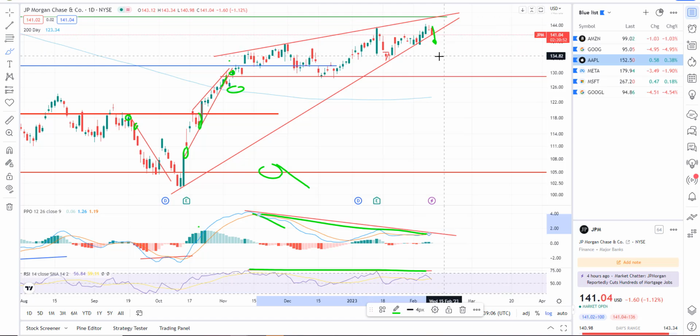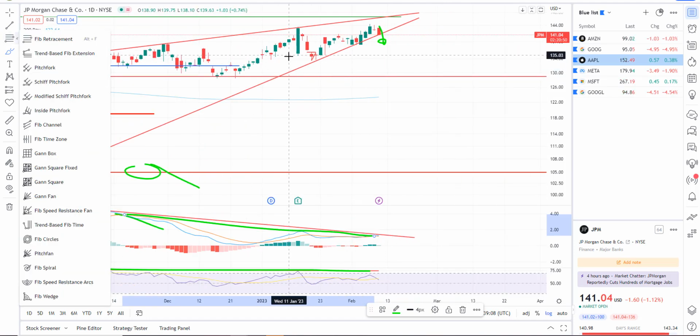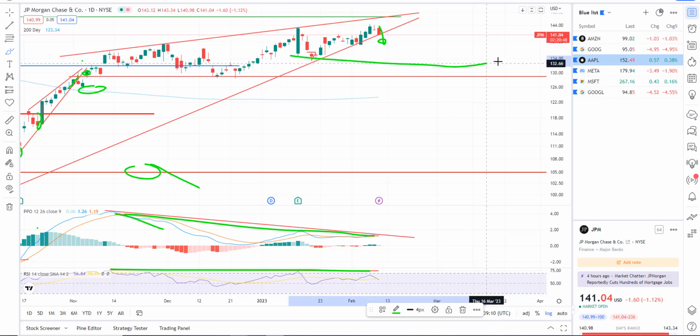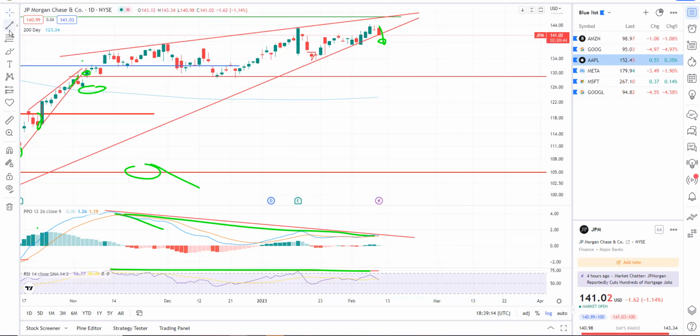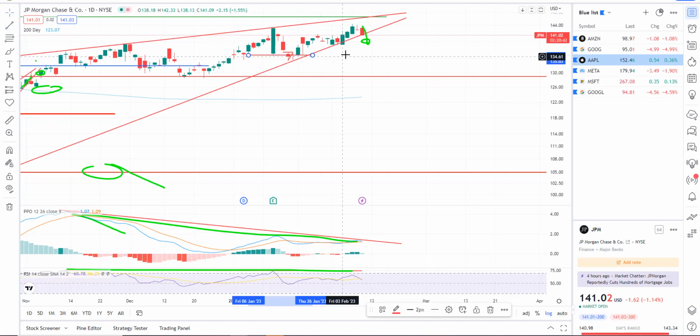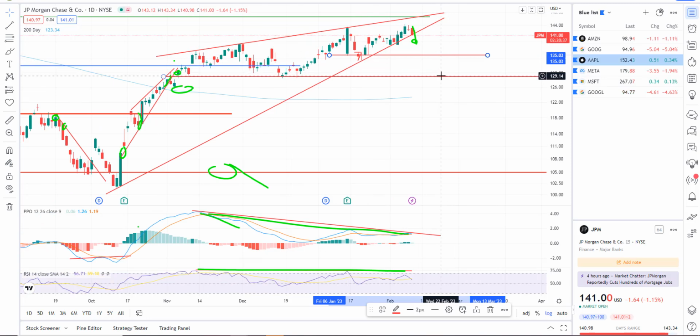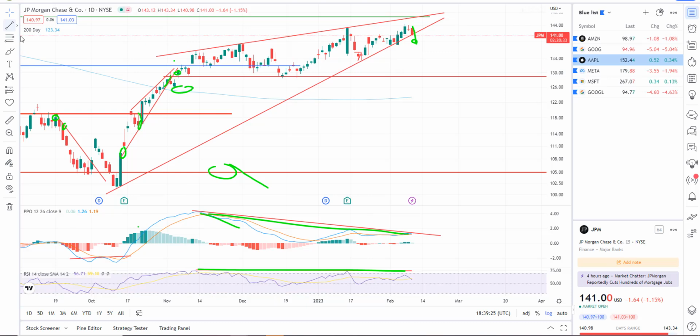For my target, you probably get a small reaction right in here. It looks like there's minor support. Oh, let me grab the right tool. Looks like there's minor support right about 135-ish, somewhere right there. Maybe a little reaction there. Much better support down at 129. So that for now would be the target.